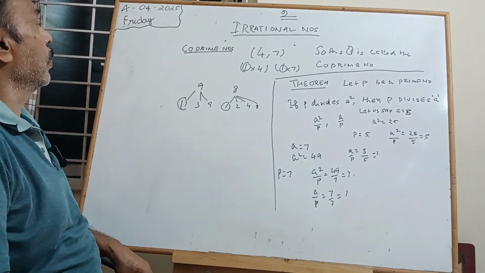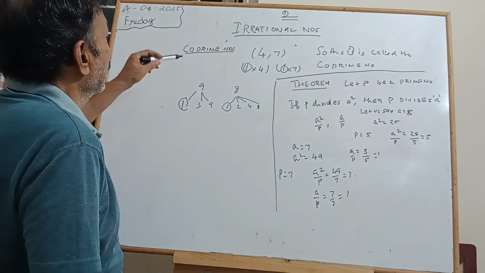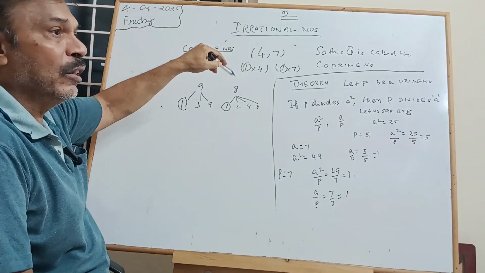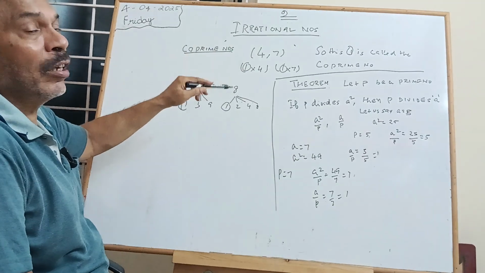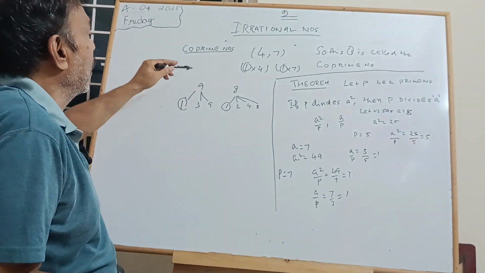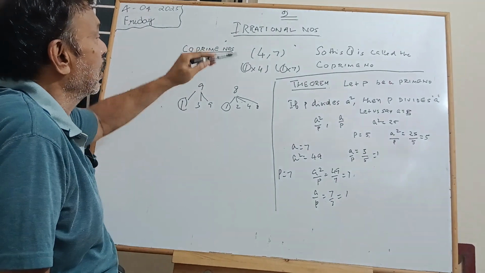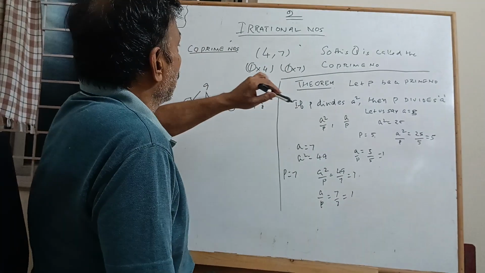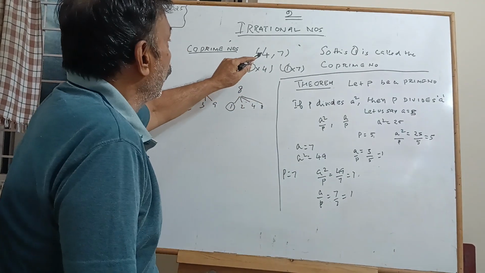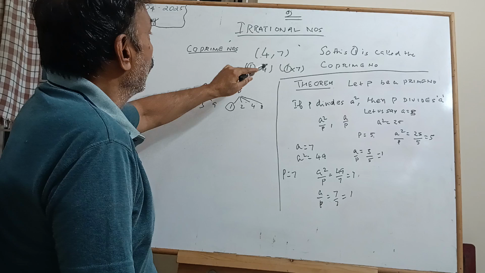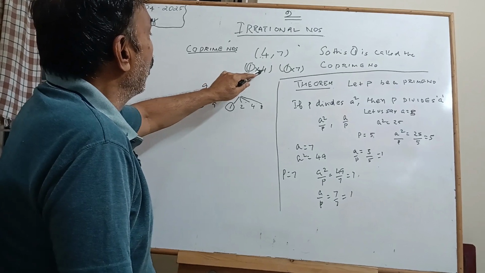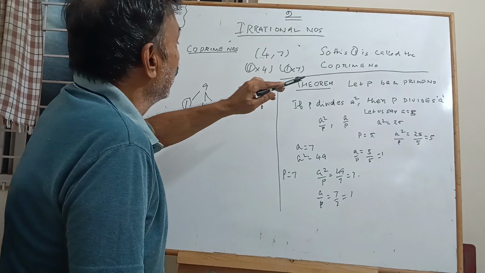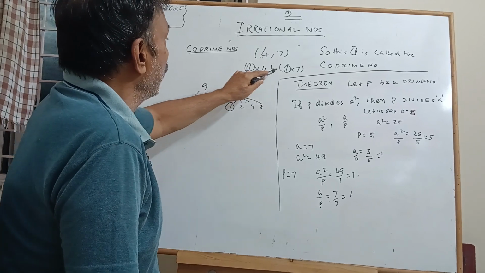Okay, now the next part is, see, I told you now in irrational numbers, there are many things you have to learn. There are many terms. Next are called the co-prime numbers. So what are these co-prime numbers? Suppose you take 4 and 7. So 4 can be divided by 1 or by 4. 7 can be divided by 1 and 7. So this one is common for both.